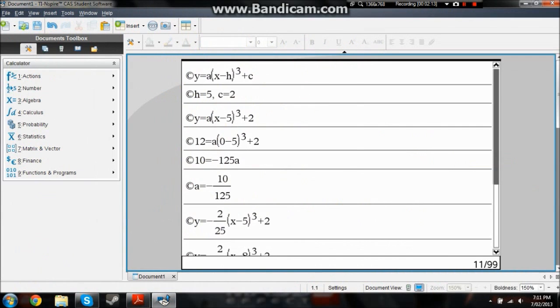So this is our initial equation. You've got h is 5 and c is 2. Put those in, and then we put 12 and 0 in. What happens now is, the way BODMAS works, you have to take the 2 out first, so it becomes 10 equals a(0 take 5) cubed. 0 take 5 cubed gives you negative 5 times negative 5, which is positive 25. Multiply that by another negative 5 and you get negative 125. So 10 equals negative 125a. Then you simplify that, and you end up with negative 10 over 125, or negative 2 over 25, as you can see in this finished equation here.